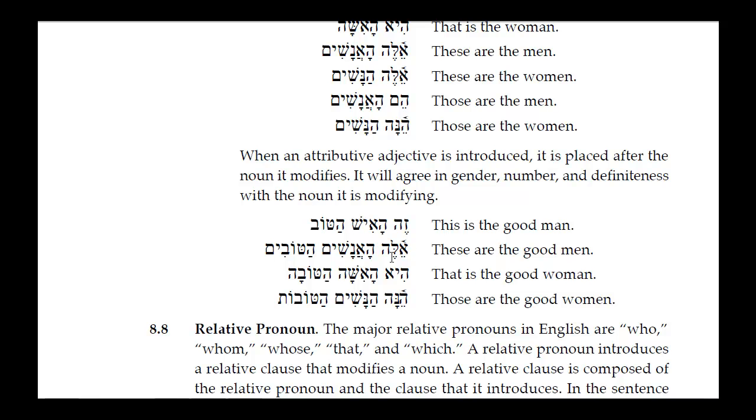Same way with Ela, ha'anashim hatovim. Ela agrees with ha'anashim in gender and number, but not in definiteness. And we have the attributive adjective again coming after the noun, so that's nothing new. We've learned that in our adjectives. That's all the same. Again, the key to look for is the demonstrative pronoun. When it is a demonstrative pronoun, it will come at the very beginning, just like the predicate adjective or predicative adjective, and it will agree with the noun in gender and number, but will not have a definite article.